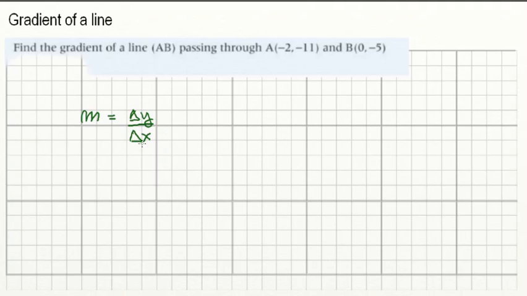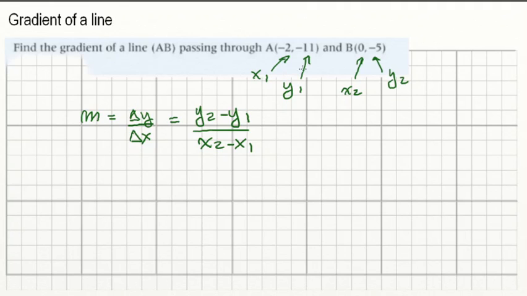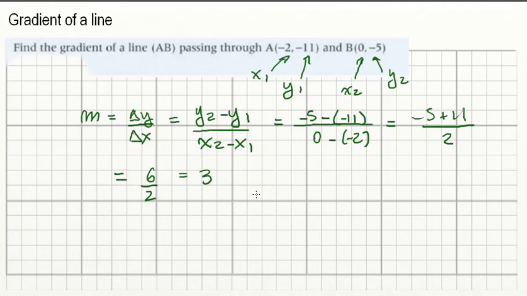That's delta y over delta x. Now it's AB. That's important. So that means our first point is A, our second point is B. So when we do y2 minus y1 over x2 minus x1, y2 and x2 are the coordinates of B, whereas y1 and x1 are coordinates of A. So this would be y2, which is -5, minus -11, over x2, which is 0, minus -2. All right, so -5 plus 11 over 2. So our gradient, -5 plus 11, is 6 over 2. Everything is positive here, so that's 3.